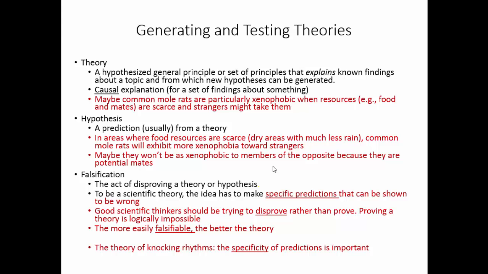The way to make a theory more easily falsifiable is by developing a theory that makes even more specific predictions. To give you an example, Keith Stanovich talks about this in his book, How to Think Straight About Psychology. He calls it the theory of knocking rhythms. It's a hypothetical and silly example, but it's a great one for illustrating how the specificity of predictions makes a theory more falsifiable.